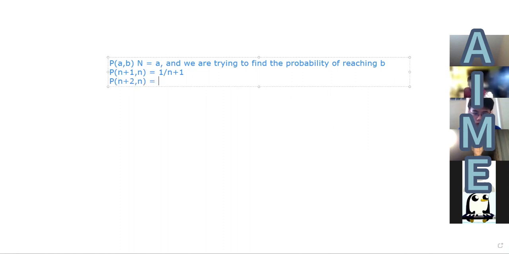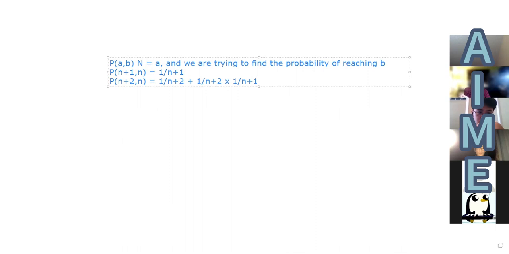If we have n plus 2 to n, the first possibility is that we go from n plus 2 straight to n. So we have a 1 in n plus 2 chance. And then we can add the probability of getting to n by going from n plus 2 to n plus 1 to n. So the chance of getting from n plus 2 to n plus 1 is 1 over n plus 2, and then we multiply by the chance of getting from n plus 1 to n, which is 1 over n plus 1.